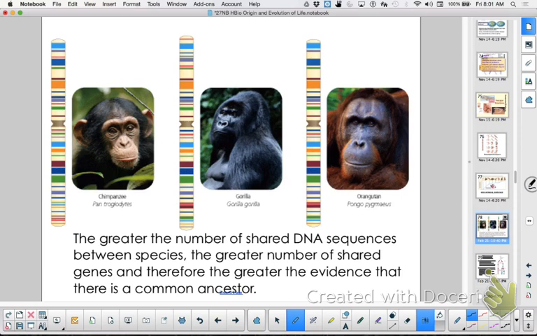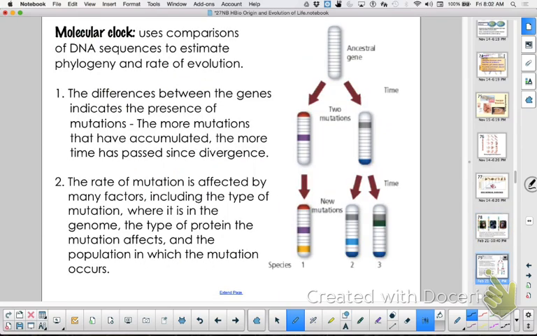If we have fewer differences between us, fewer differences would also mean that we share a more recent common ancestor. So that's what's referred to as the molecular clock, comparing DNA sequences to estimate phylogeny. Phylogeny is who you're related to, looking at that evolutionary history over time.